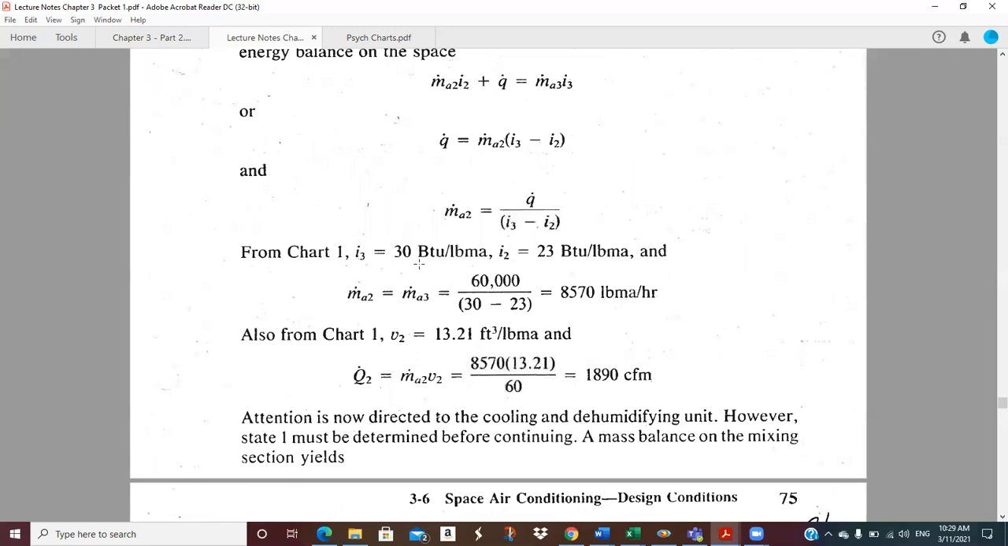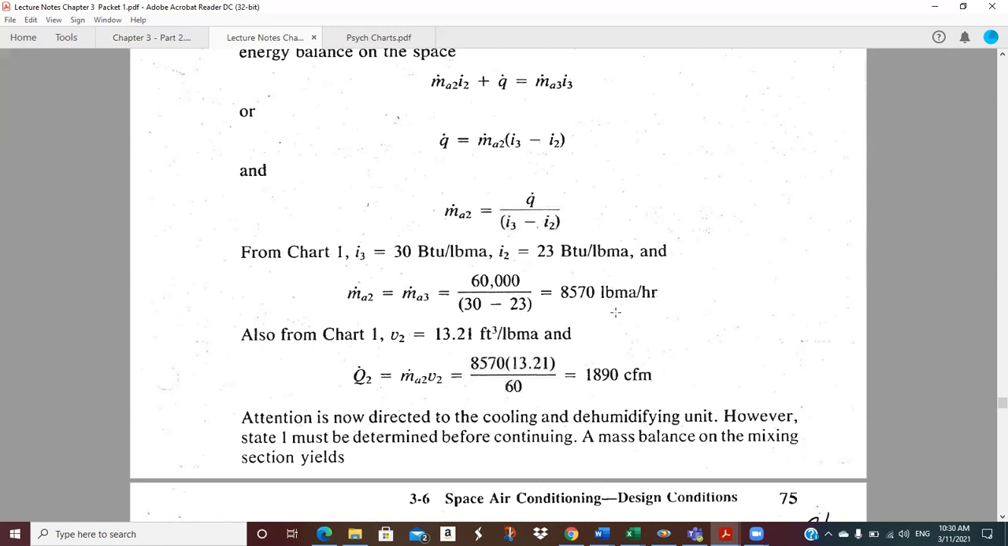So your author has done that, and he says I3 is 30 and I2 is 23. Our 60,000 BTUs per hour total load divided by the difference, so we get 8,570 pounds mass dry air per hour.